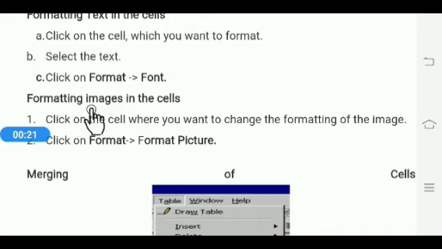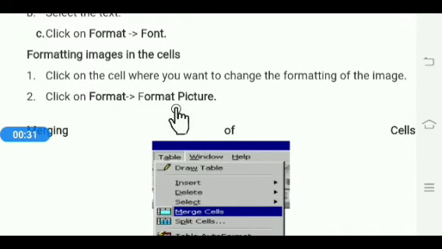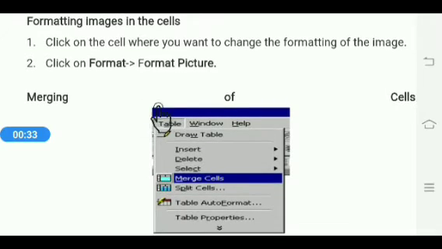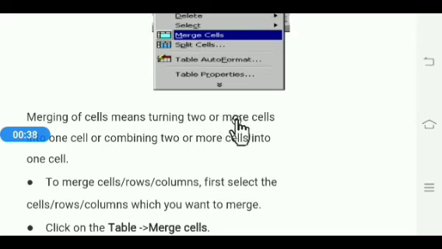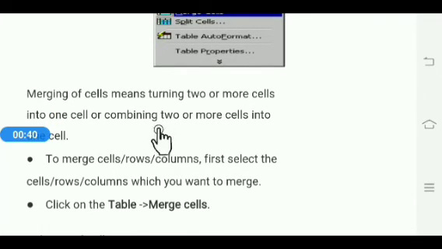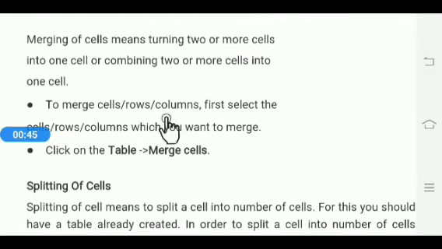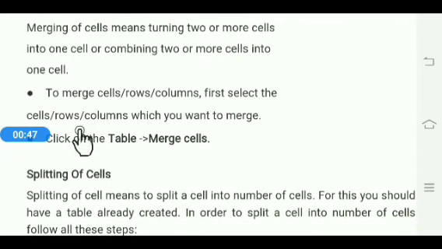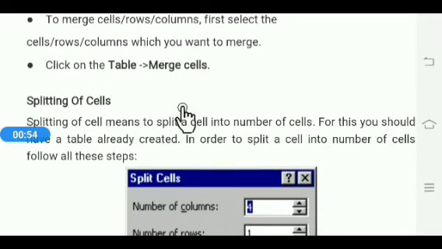Then next is formatting an image in the cells. Click on the cell where you want to change the formatting of the image, then click on format and click on the format picture option. The next option is merging of cells. Merging of cells means turning two or more cells into one cell. To merge cells, rows or columns, firstly select the cell, row or column which you want to merge. Then click on the table menu and click on the merge cell option.